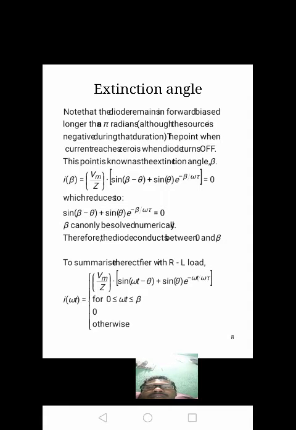I of beta is equal to Vm by Z into [sin(beta minus theta) plus sin theta into e power minus beta by omega tau], that is equal to 0, which reduces to sin of (beta minus theta) plus sin theta into e power minus beta by omega tau, that is equal to 0. Beta can only be solved numerically. Therefore, the diode is conducting between 0 and beta.